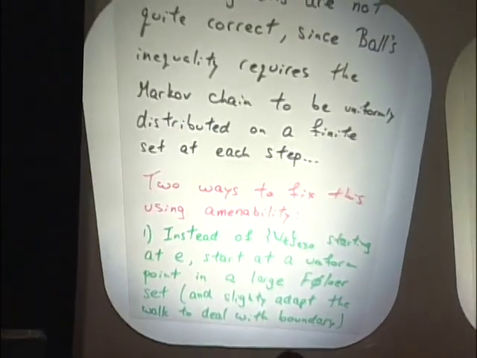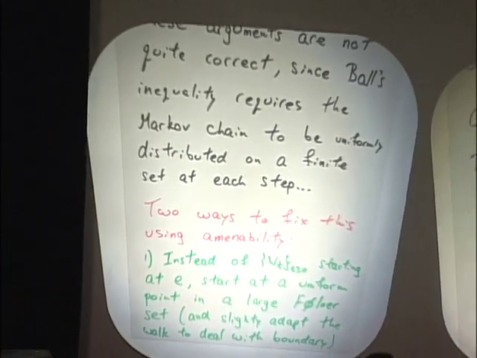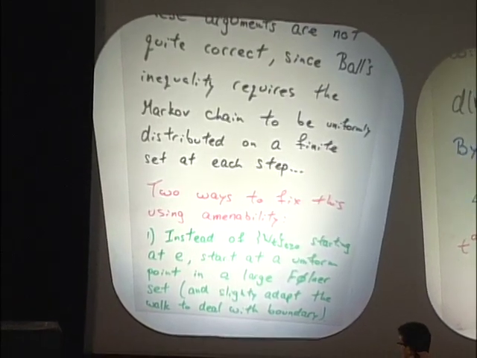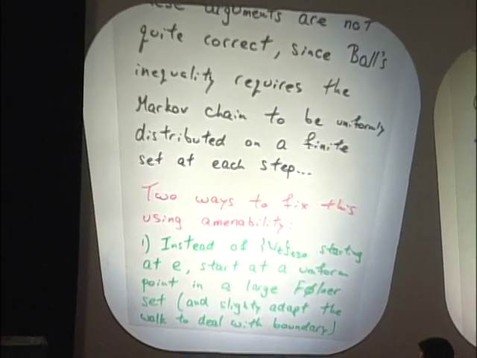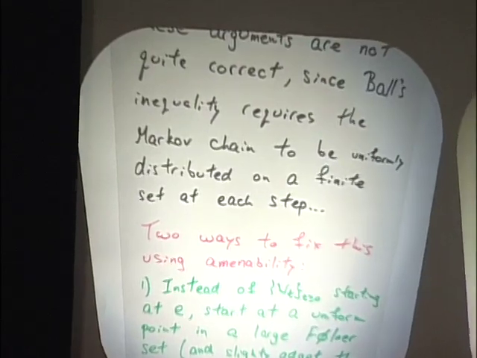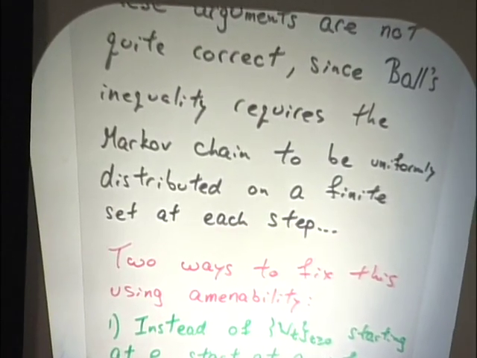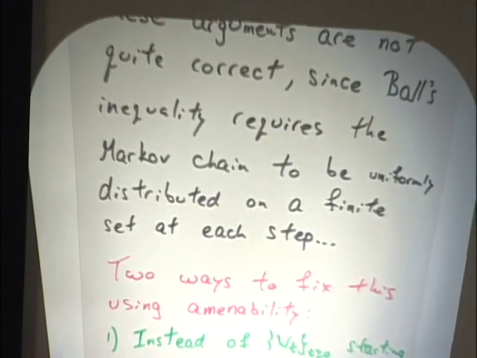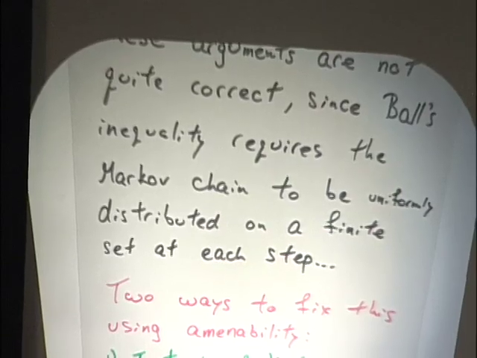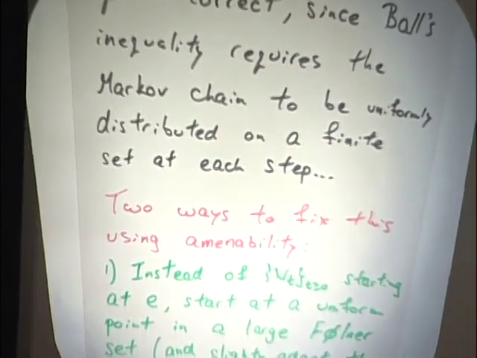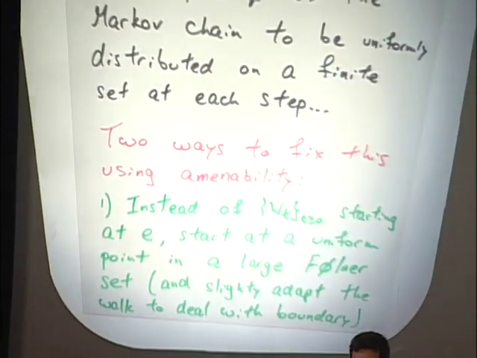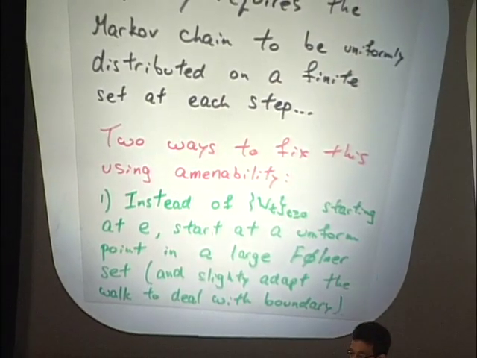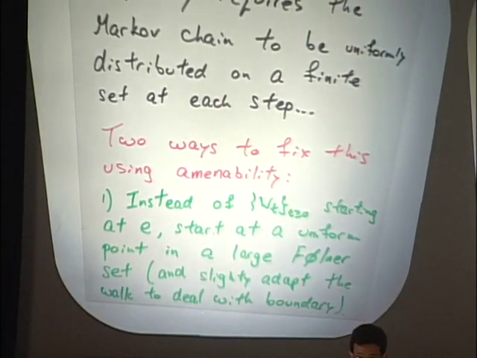So there are two ways of doing it. Each one leads to two kinds of different directions. Again, for those who know what amenable is, you can do a finite version of this: you do a random walk where you start with a uniformly random point in a big enough Følner set, and adapt the random walk so that whenever you hit the boundary of the Følner set, you do something appropriate, and you can actually fix it. So there are finite versions of this for amenable groups.